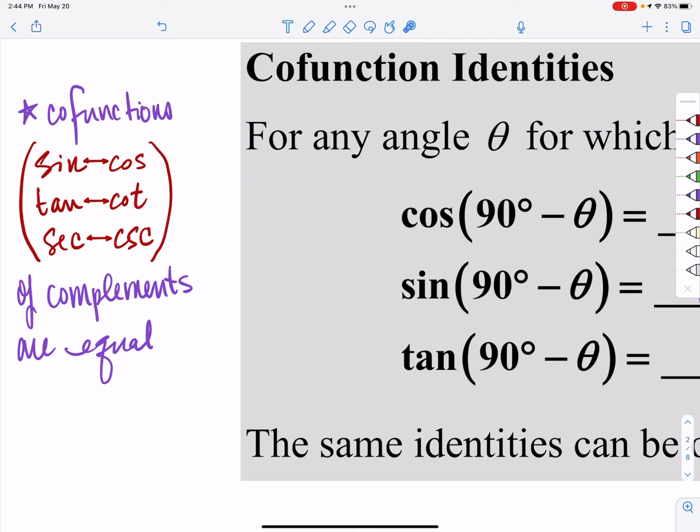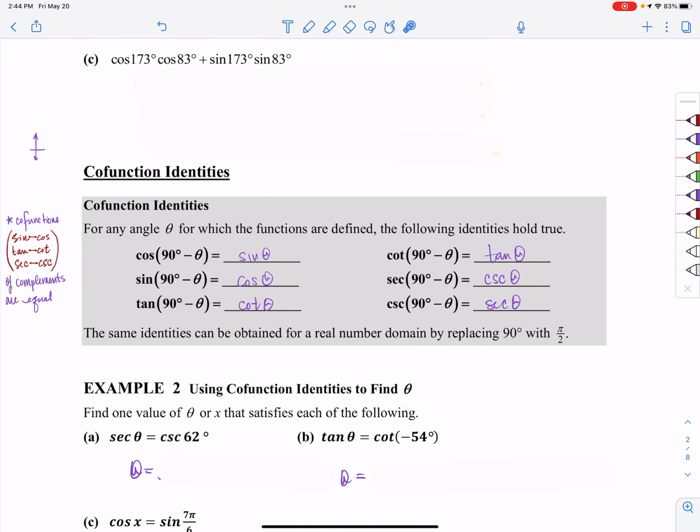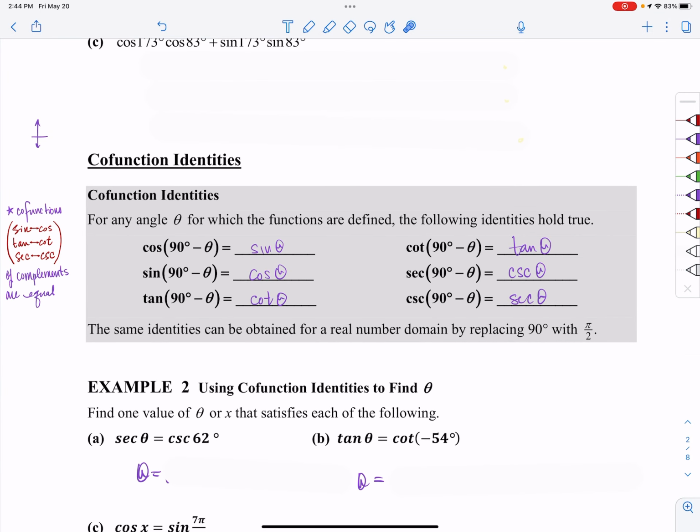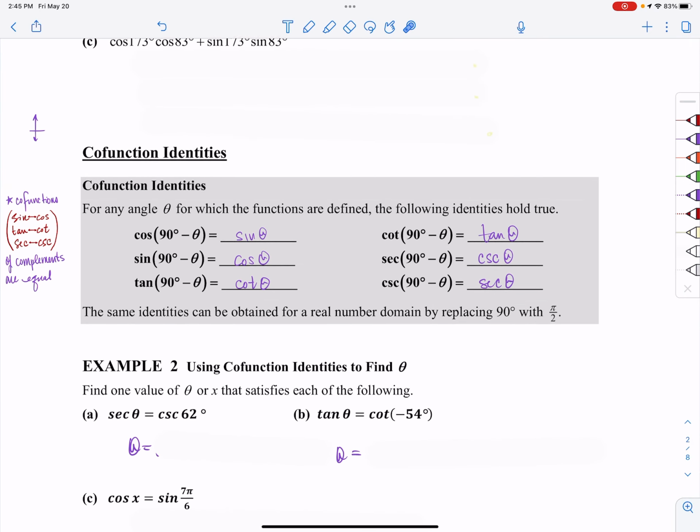Our cofunction pairs: sine and cosine are cofunctions, tangent and cotangent are cofunctions, and secant and cosecant are cofunctions. What we have here is basically a restatement of what we did earlier in the last section. So we can say that the cosine of 90 minus theta, so there's that concept of complements, the cosine of 90 minus theta is equal to sine theta. You can say that with sine as well. You have the 2 pairs with tangent and cotangent, and then you also have the 2 pairs of secant and cosecant. But the main thing to know here is that cofunctions of complements are equal to each other.